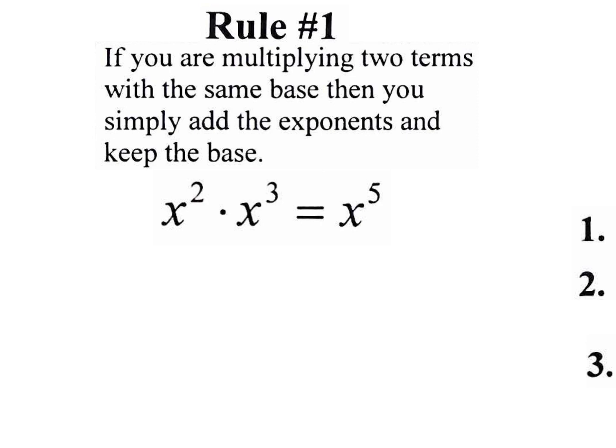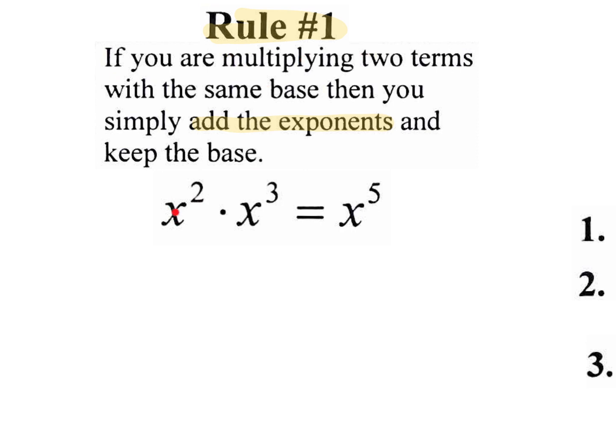The first rule of exponents, rule 1, is if you are multiplying two terms with the same base, then you simply add the exponents and keep the base. Now, if you're jotting down these rules, at the very least, write down rule 1, and then you could say add exponents. Because that's what ultimately happens. You add exponents, but you've got to know the whole thing. When do you add exponents? When you're multiplying two terms with the same base.